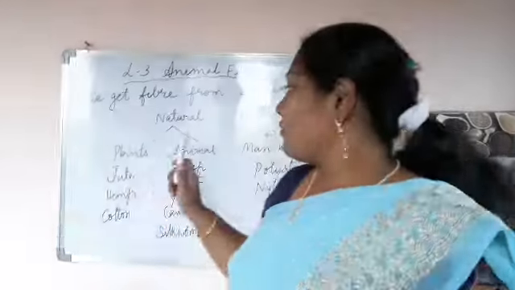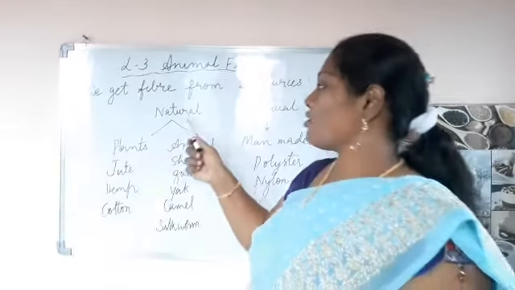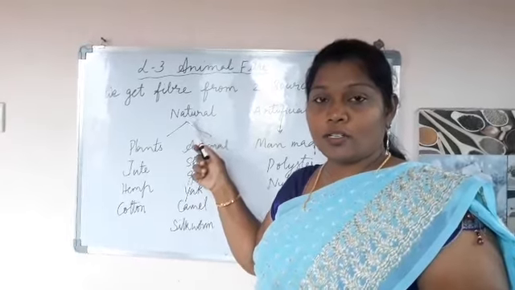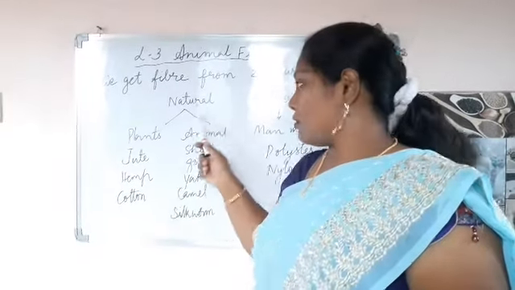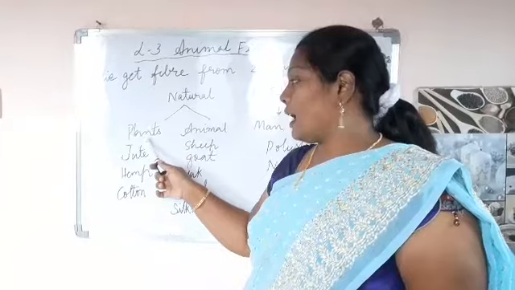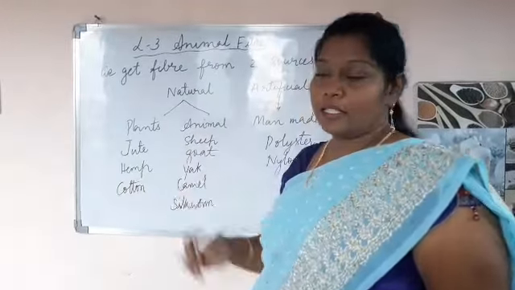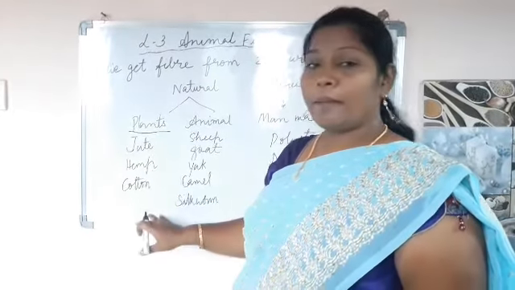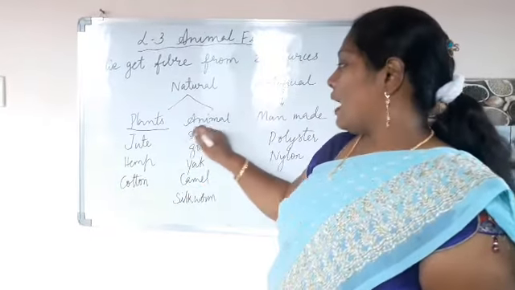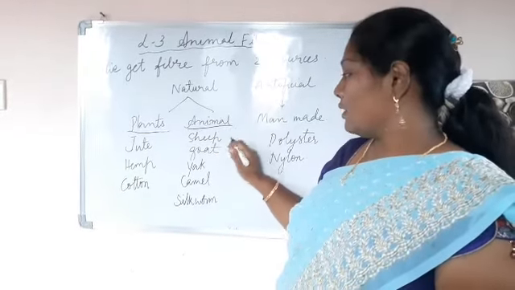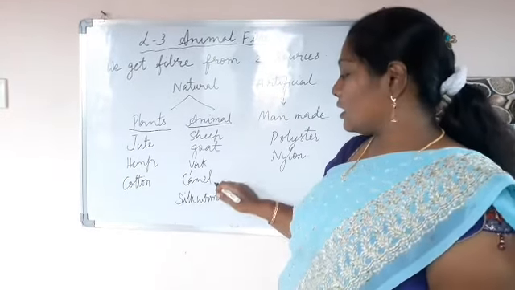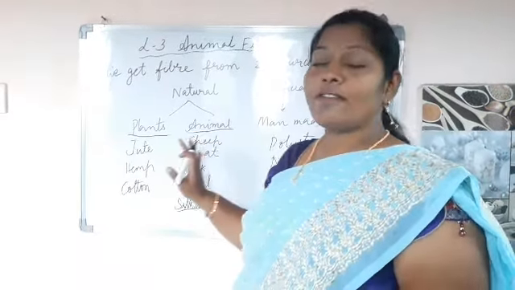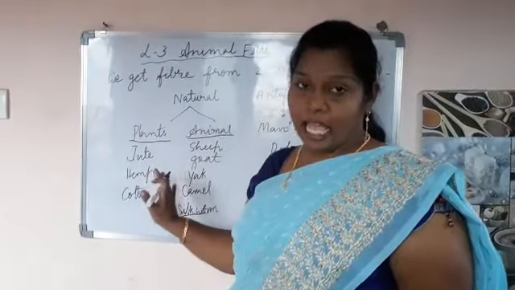Children, we get fiber from 2 main sources, natural fiber and artificial fiber. In the natural source, we have fiber from plants and animals. The examples of fiber that we get from plants are jute, hemp, cotton and so on. And the fiber which we obtain from animals, we get from sheep, goat, yak, camel and silkworm.